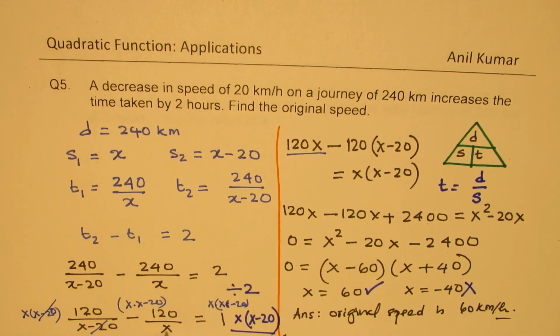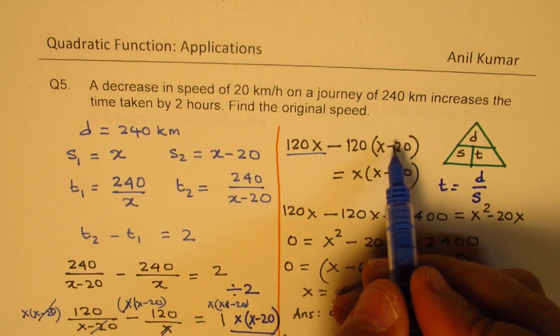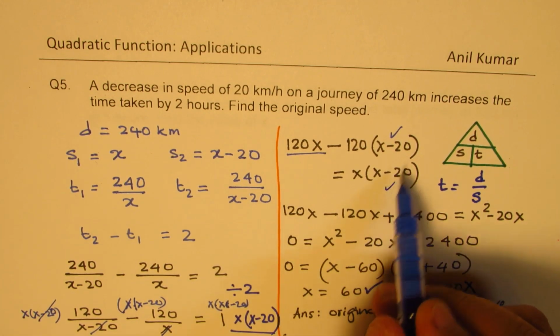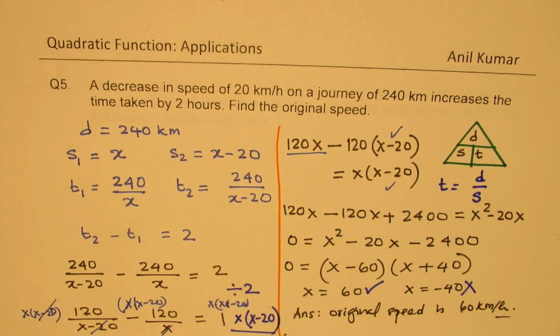Here, this x and x cancelled. So 120 was multiplied with this, and here 1 was multiplied and we got that. Did you see that step? Right? So that's kind of important. We're going to again apply the same step to do the next question.